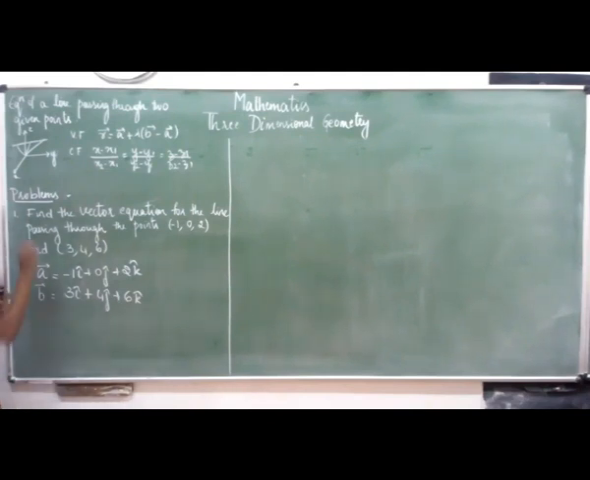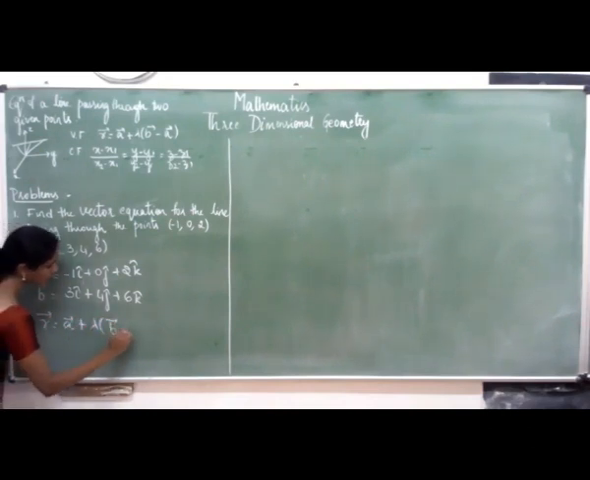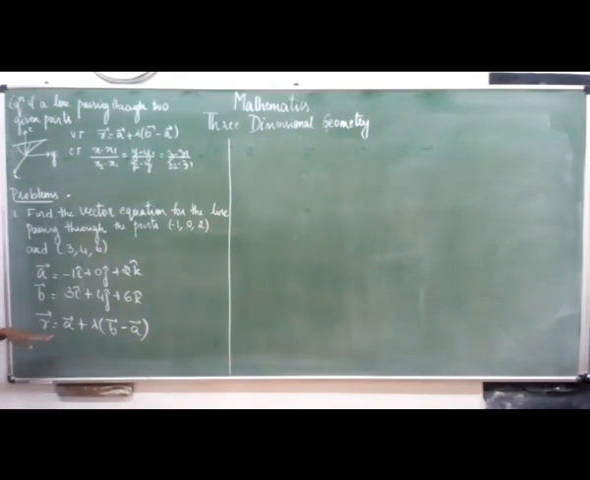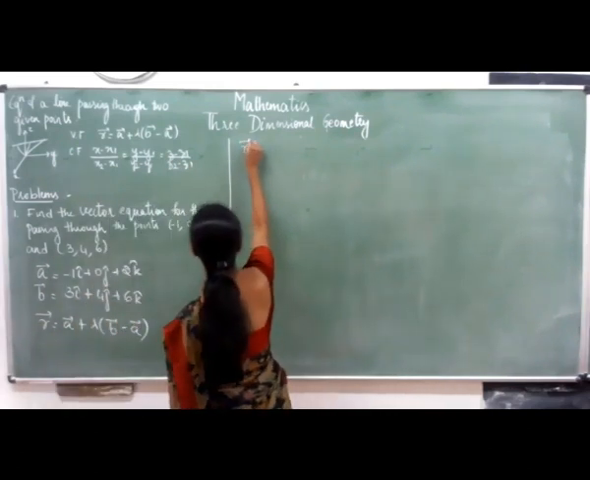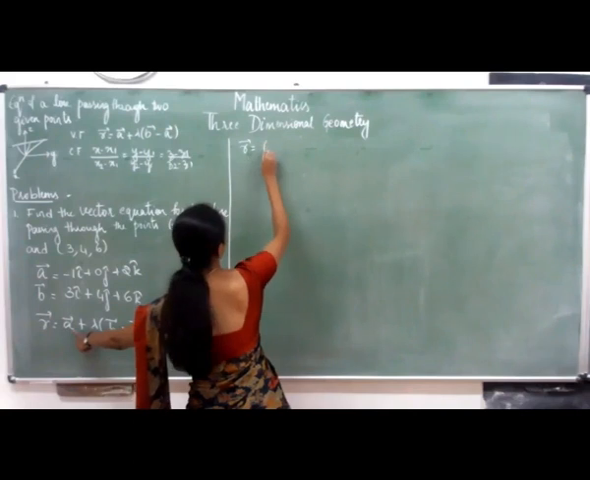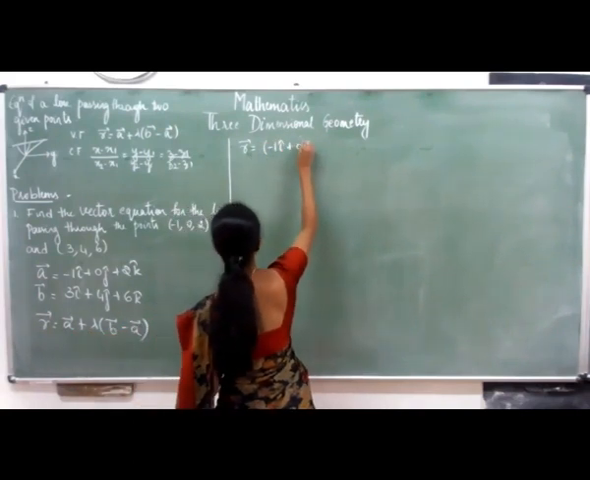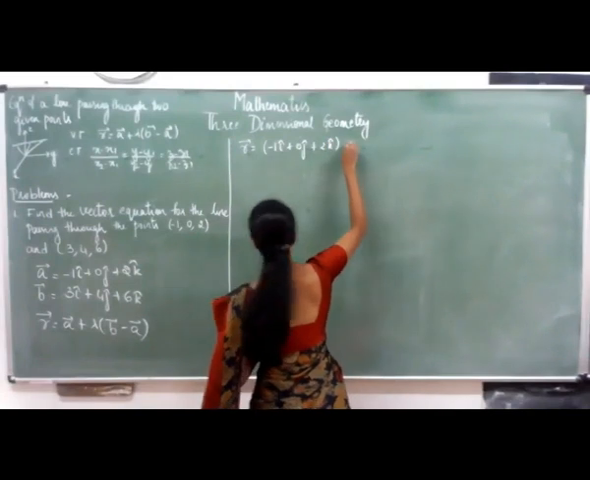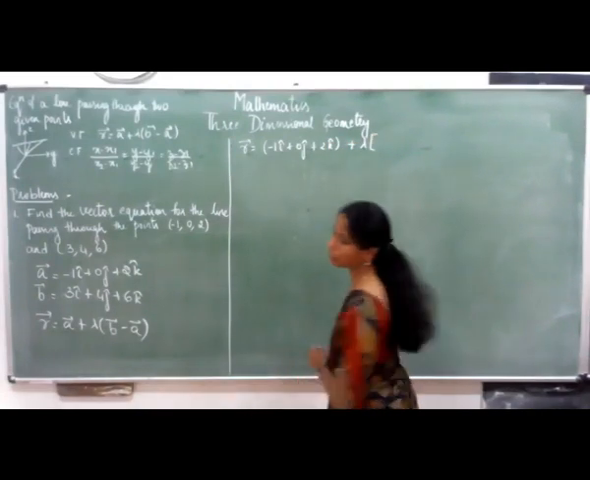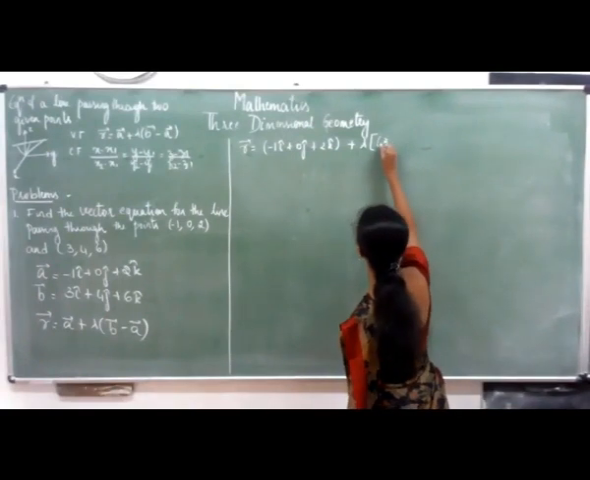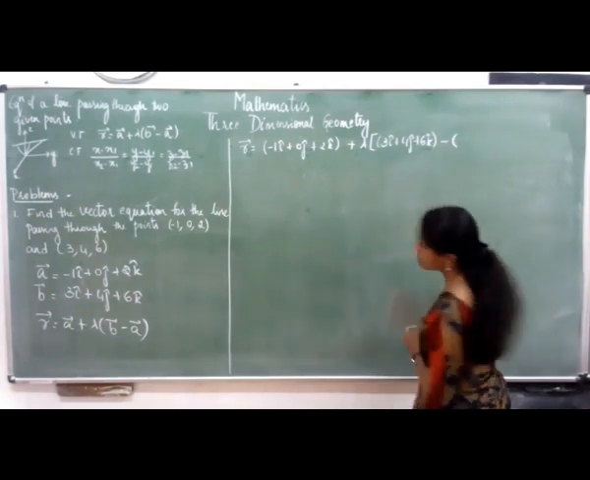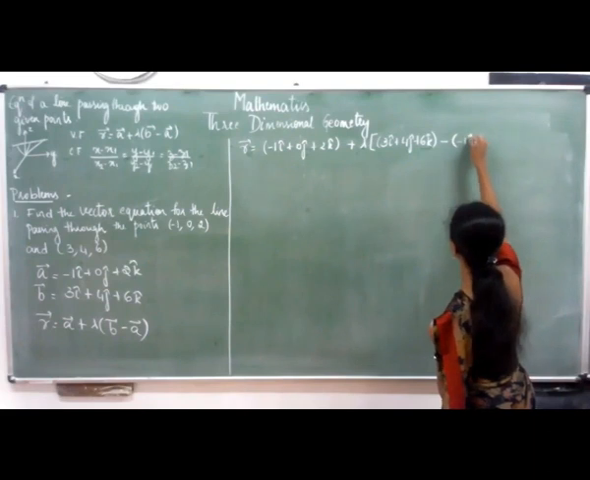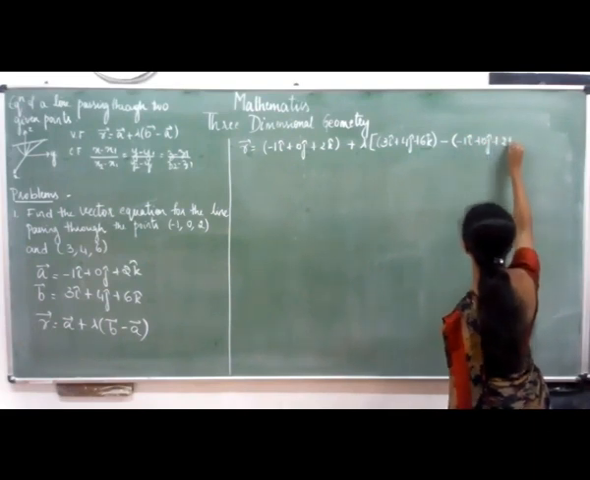So the vector form of the equation of the line is given by vector R is equal to vector A plus lambda times vector B minus vector A. Now let us start substituting the values of vector A and vector B in the vector form. So vector R is equal to vector A, which is minus 1 i cap plus 0 j cap plus 2 k cap, plus lambda times vector B minus vector A. So vector B is 3 i cap plus 4 j cap plus 6 k cap minus vector A, which is minus 1 i cap plus 0 j cap plus 2 k cap.